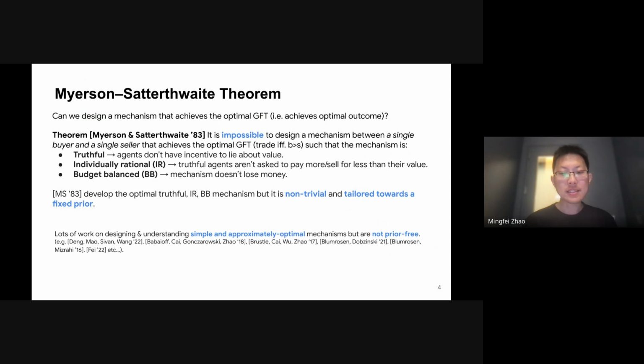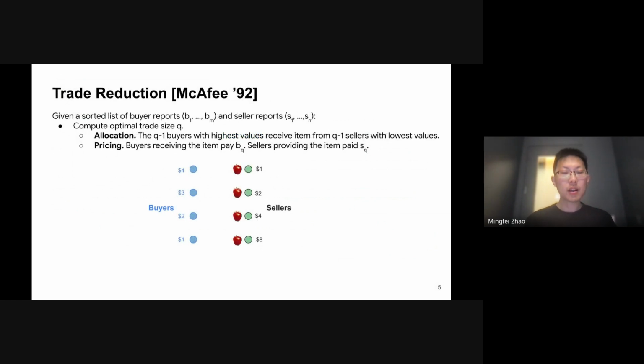Then the question becomes, if there's a nice, simple, and prior-free mechanism, how does that mechanism perform? There is indeed one nice prior-free mechanism, called the trade reduction mechanism by McAfee. This mechanism first sorts the buyers' values in decreasing order and the sellers' values in increasing order. Then it goes over the pairs one by one, trading the largest value buyer with the lowest value seller, and so on, until it hits the last pair where the buyer's value exceeds the seller's cost. Here, this Q is called the optimal trade size. In this case, Q is 2.